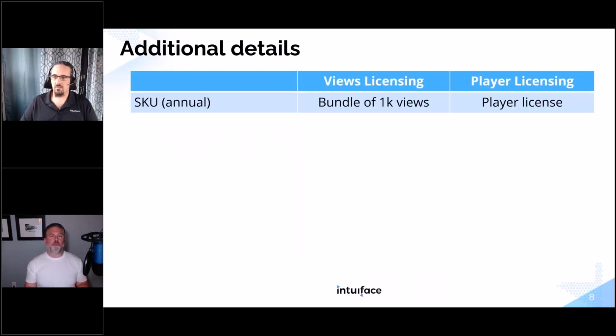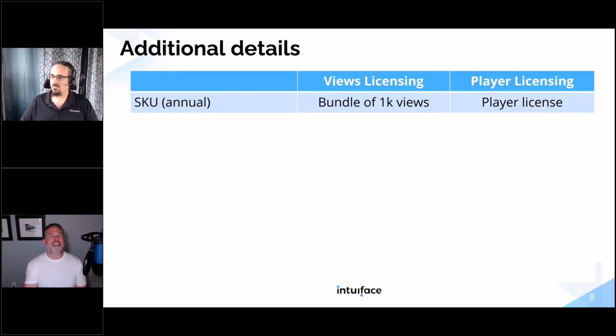From a SKU perspective, what are you buying? Well, with views licensing, it's a bundle of 1,000 views. That's what you purchase. It's a bundle of 1,000 views. And as you'll see in a moment, essentially you get 1,000 views each month, and then for each calendar month, it resets to another 1,000 views. So it's an annual license giving you 1,000 views on a monthly basis.